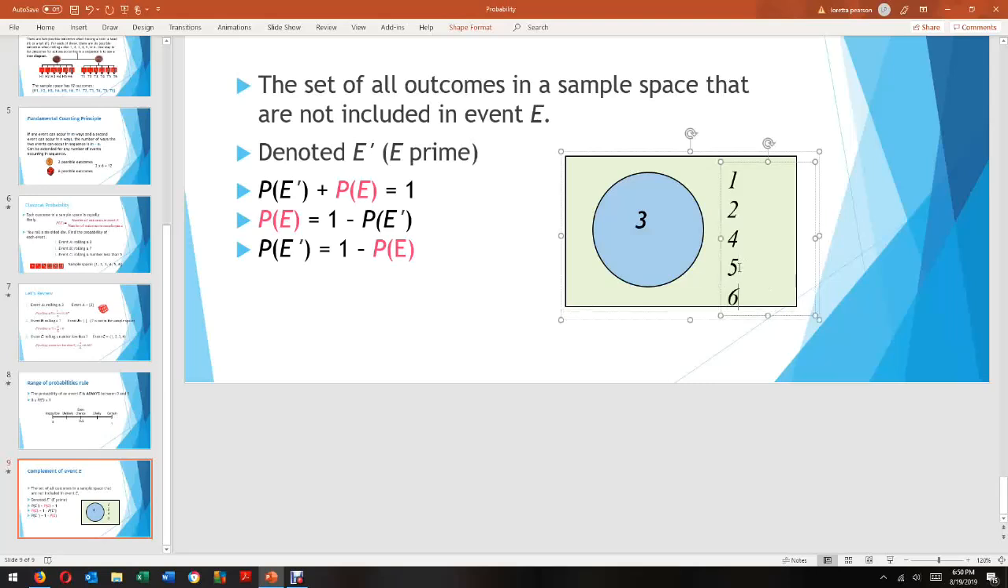Okay, so the probability of E is 1 out of 6. The probability of E prime is 5 out of 6. And notice that these little formulas over here, the probability of E prime plus the probability of E is going to be 1. 1/6 plus 5/6 is 6 over 6. Also, since they're complements, the probability of the event E is equal to 1 minus the probability of the complement. And likewise, the probability of the complement is equal to 1 minus the probability of the event.